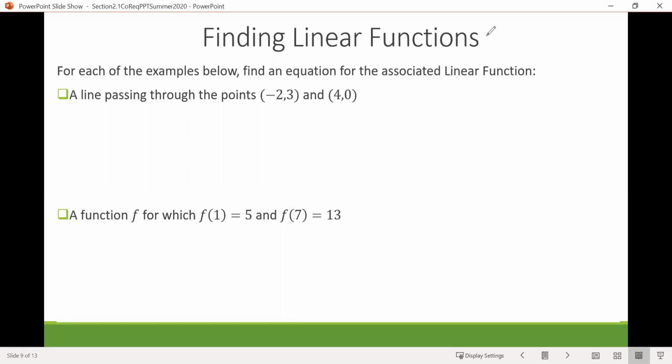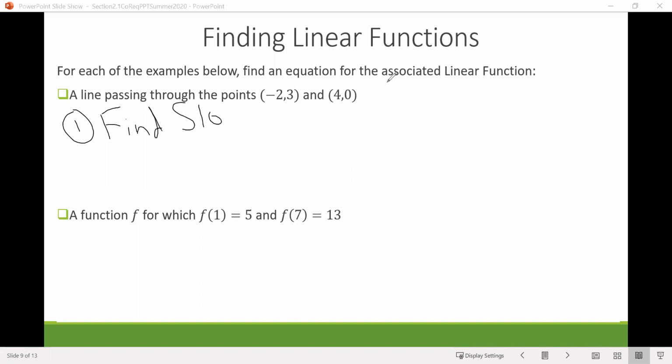Okay? So when you use these formulas now to find some equations of lines, we're going to start with the first one. It says we have a line passing through the points (-2, 3) and (4, 0), and we need to find the equation for this line. Well, the first thing we have to do if we're trying to find the equation of a line is find the slope. So we need to find our slope first.